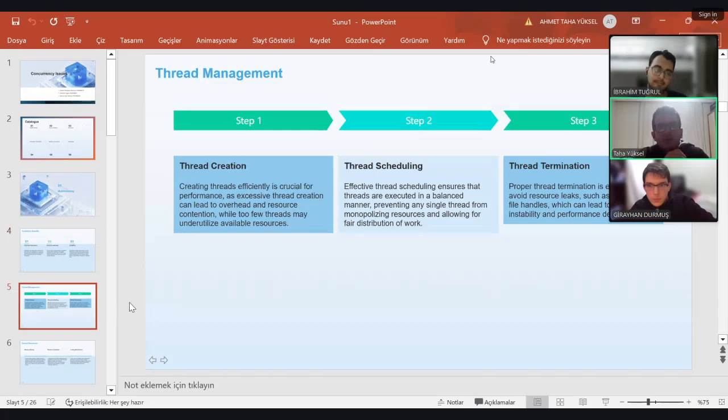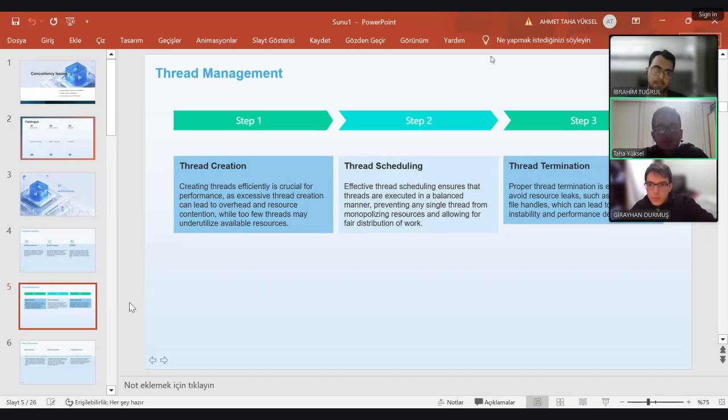And now we will learn how we will manage the thread. Our step 1 is thread creation. Creating threads efficiently is crucial for performance, as excessive thread creation can lead to overhead and resource contention, while too few threads may underutilize available resources.